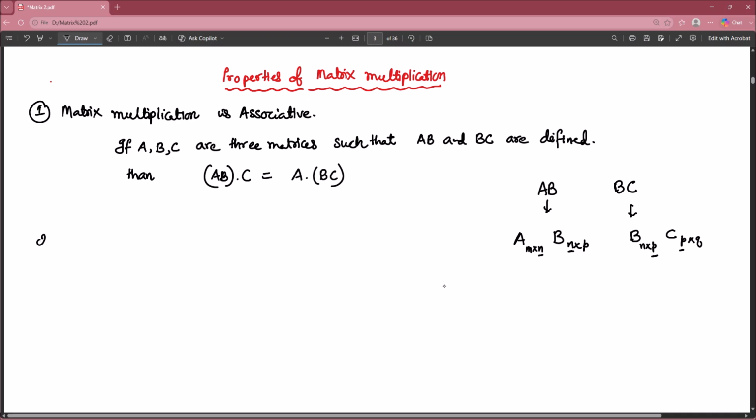The second one is matrix multiplication is distributive over addition.